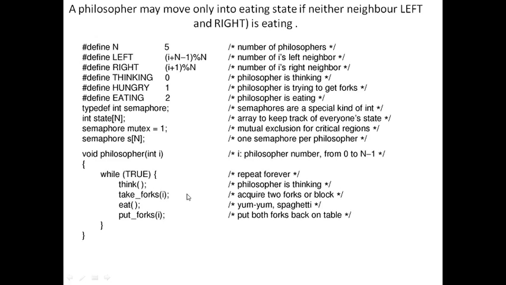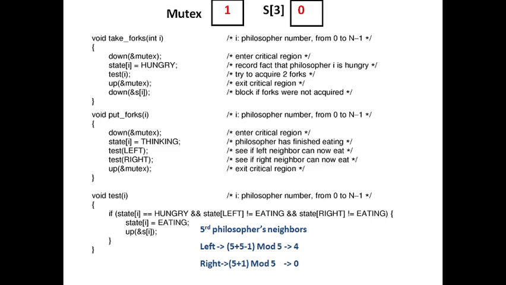Now control will transfer to the take forks function. So it comes here, and now the process of acquiring the forks will commence. Step 1 is mutual exclusion. That is because two philosophers should not try to take the same fork at a time. So he has to acquire mutual exclusion.